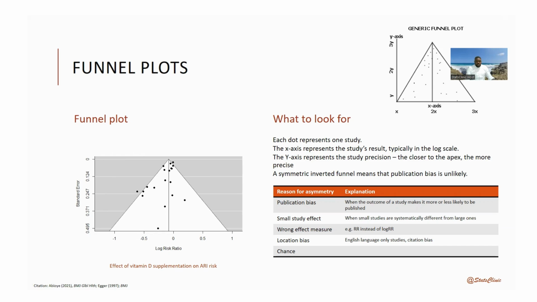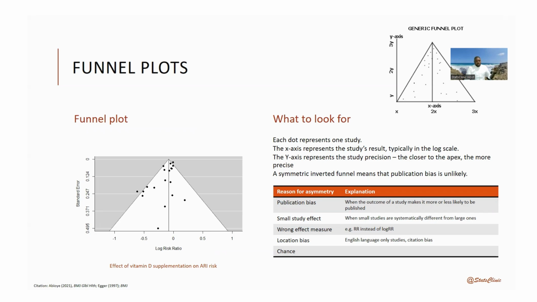And if we have symmetry, when you look at the studies on either side, if you count 1, 2, 3, 4, 5, 6, 7, 8, 9, 10, and 1, 2, 3, 4, 5, 6, 7, 8, 9, if it looks like the studies on either side of the plot are kind of well spread out, then there's symmetry, then it means that publication bias is less likely.